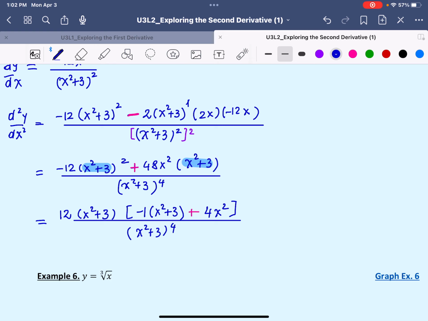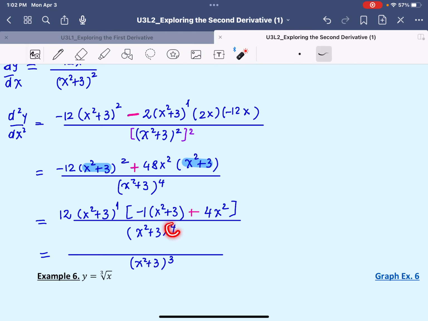So a couple of things that we need to take care of here. You see that x squared plus 3 is a factor in both numerator and denominator, which means that they can reduce. So this is a power of 1. Down we have a power of 4, which means that the denominator would be to the power of 3. So 4 minus that 1 power here. The 12 is where it was before. We'll simplify inside the brackets.